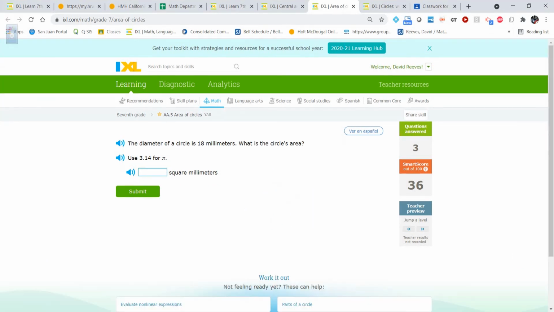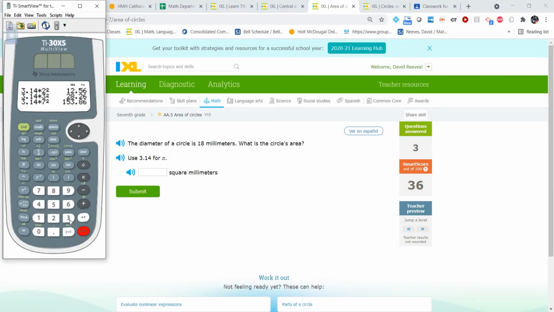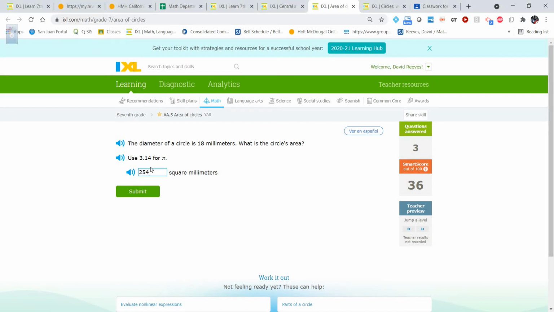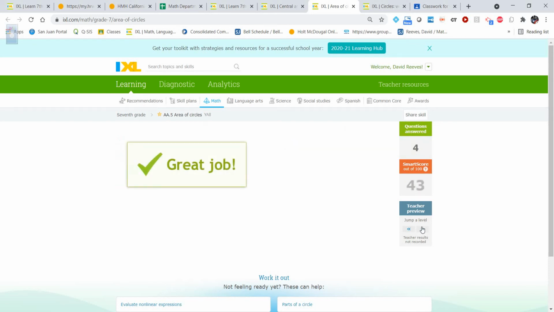So now I'm going to go back to my calculator. Again, take a look, you could see exactly what we've been doing. 3.14 times, and I'm not going to put in 18 because 18 was the diameter. I'm going to put in 9. 9 squared, and I'm going to get 254.34. Just a reminder, it is square units, so it's square millimeters.